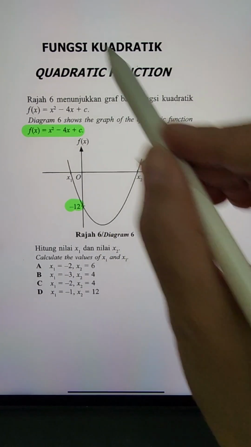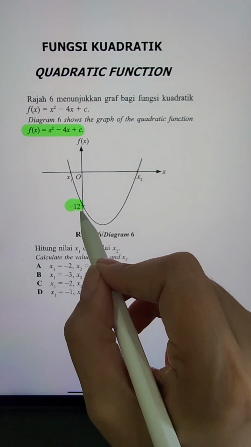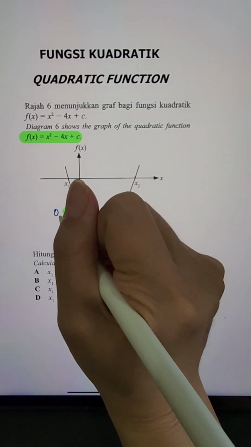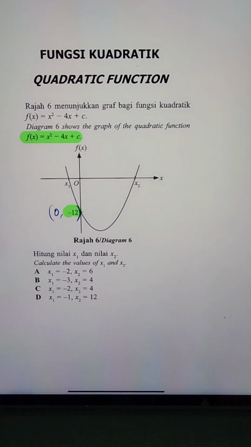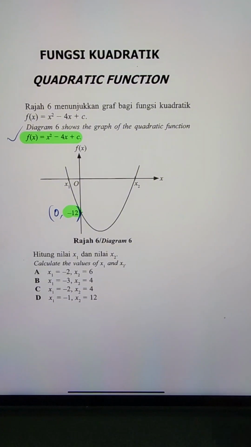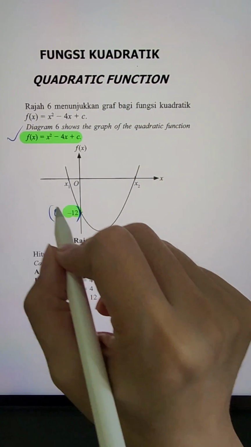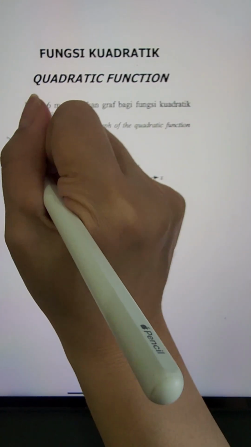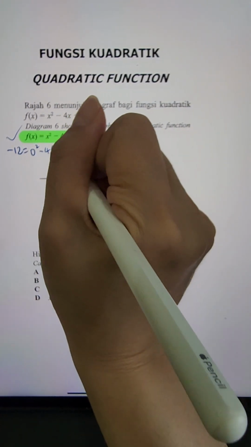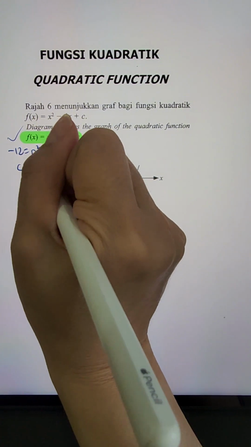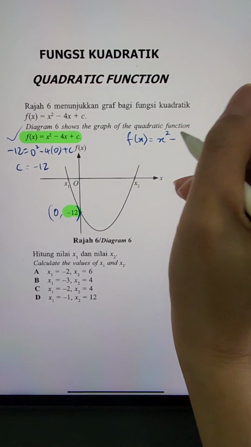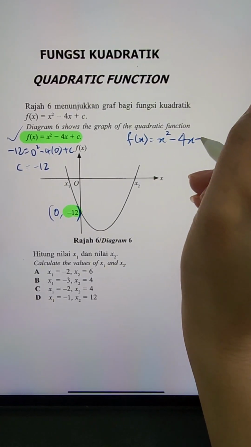Negative 12, okay? This is negative 12, the y is negative 12. So the x will be 0. So I take this as a coordinate, 0, negative 12. I'm going to substitute 0, negative 12 into this function to get the value of c. So our f(x) is negative 12. So negative 12 equals, x is 0, 0 squared minus 4 times 0, plus c. So our c is negative 12, which means that our f(x) is x squared minus 4x minus 12.